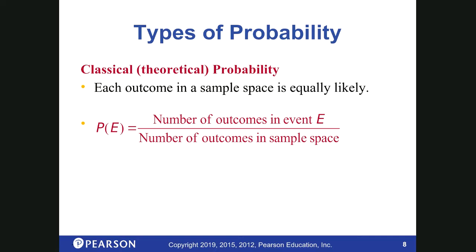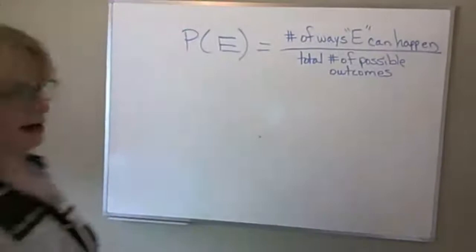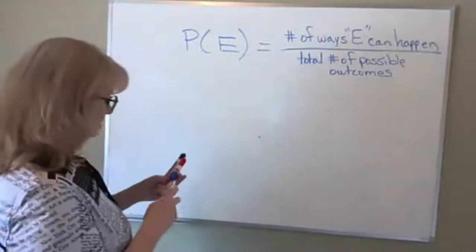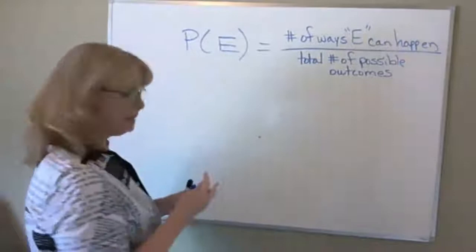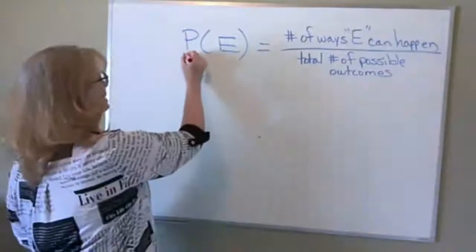Now, I've written that a little bit differently, so I'm going to unshare here so that on the recording this will show up. And I wrote this. First of all, I want to talk to you about what this notation means. This does not mean P times E. I know parentheses often mean multiplication, but in this case, when you see a capital P like that, especially in probability and statistics, that P means probability.